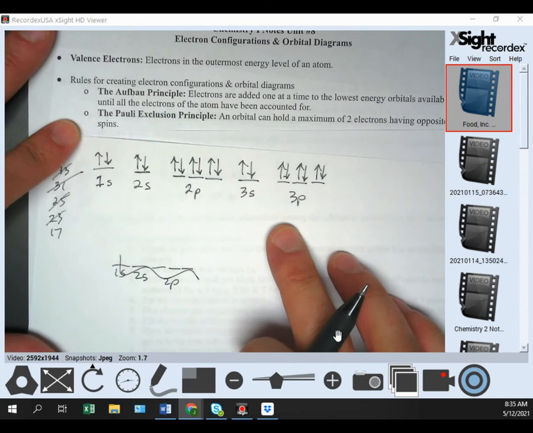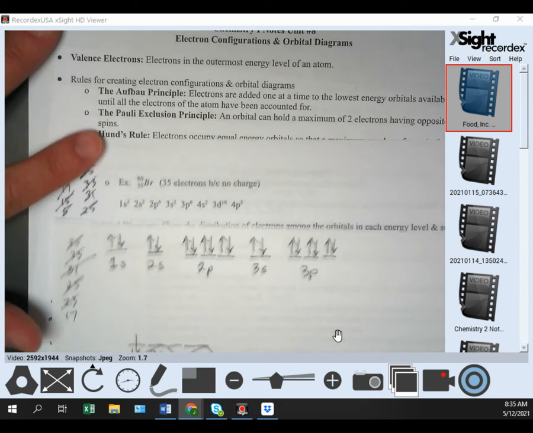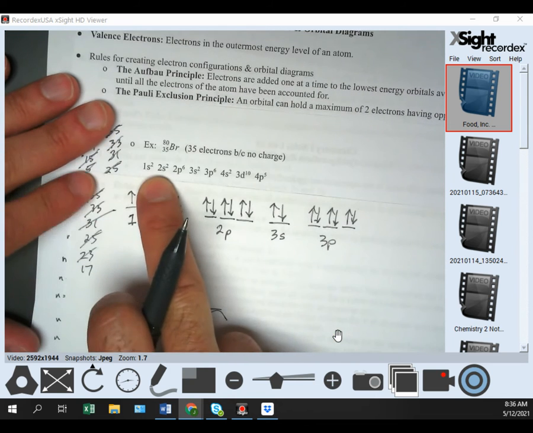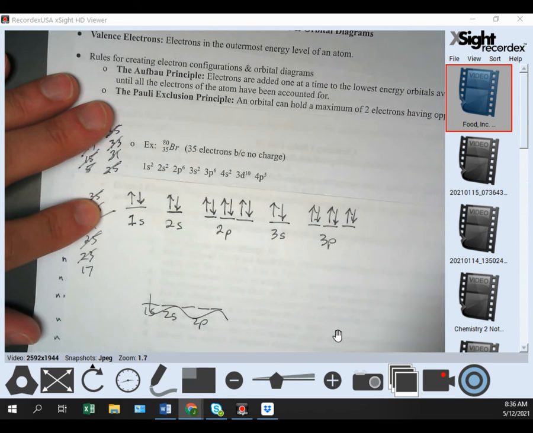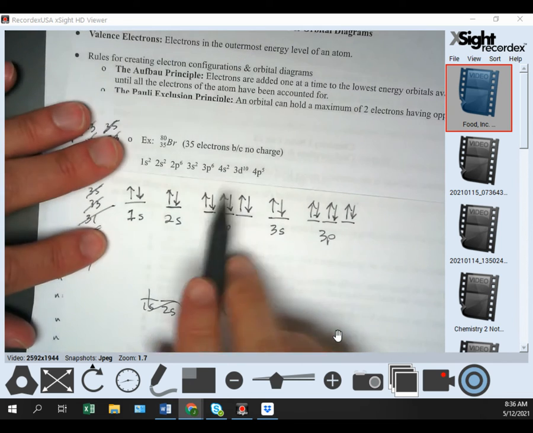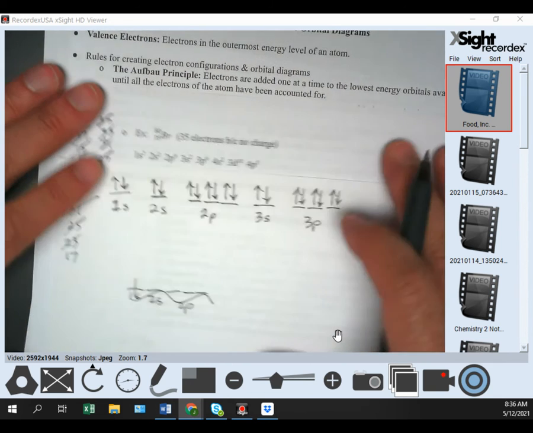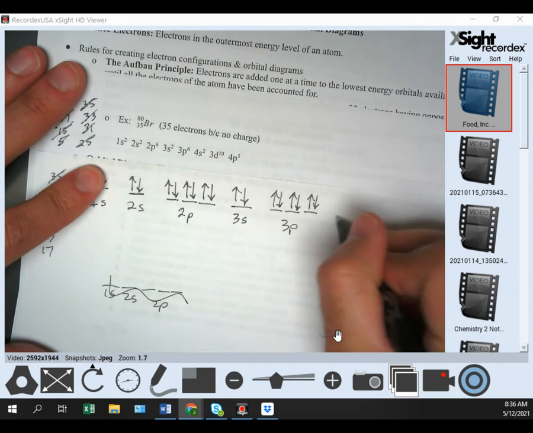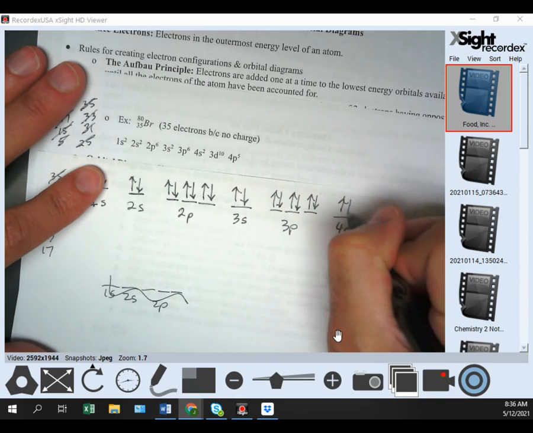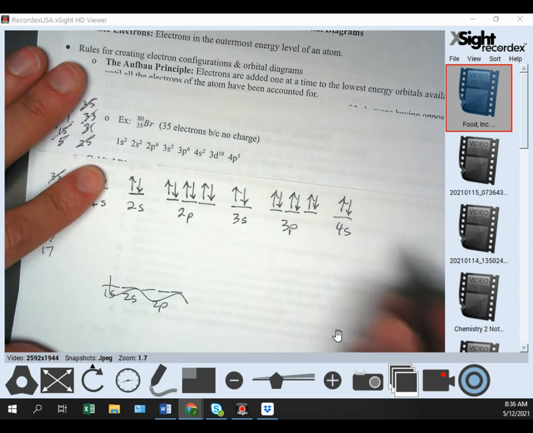After 3p, now I'm going to use this. You guys get the idea. You go back to the chart, you follow along, right? I'm going to use this so I don't have to keep going back. So after 3p, we hit 4s. 4s can hold two. Okay. After 4s, we hit 3d.